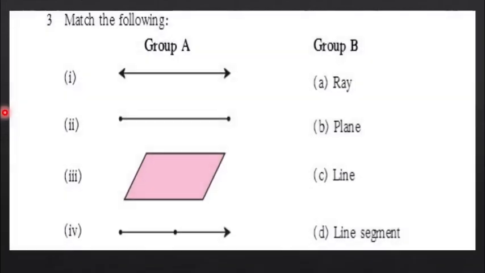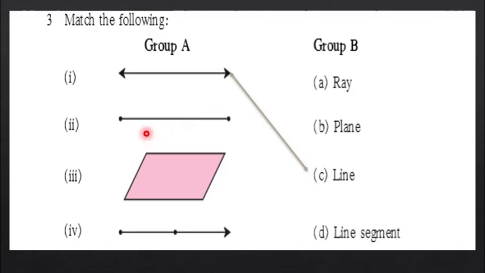Let's look at the third question now. The third question is match the following. Two groups are given, that is group A and group B. Group A has figures and we need to match them with group B. Look at the first one. What can you see here? On both the ends, two arrowheads are present. So, what can it be? It is a line as two arrowheads are present here.